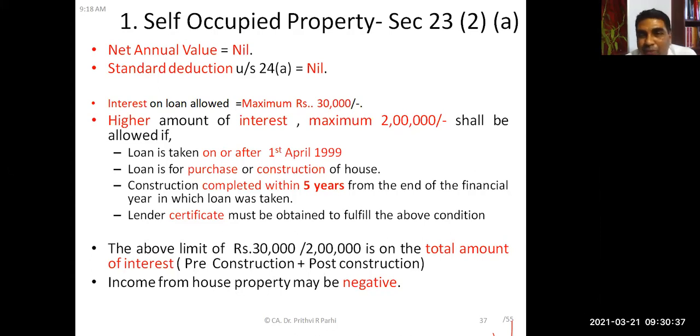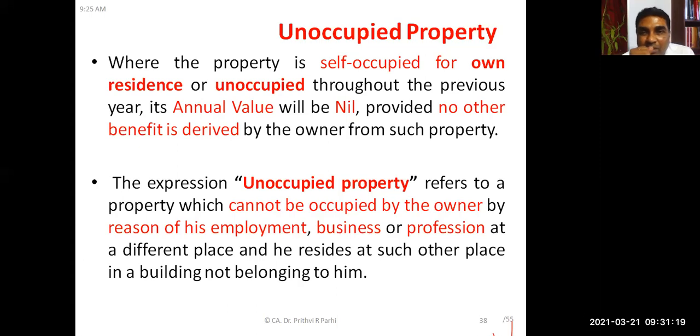And this 2 lakh rupees, again, you have to remember, pre-construction period interest is allowed in 5 equal installments. Is it not? And post-construction period interest is allowed in the respective years. The 2 lakh upper limit is for both pre-construction and post-construction taken together. Both the interest you have to compute. You have to find out how much is the interest. Then up to 2 lakh rupees can be allowed as a deduction. Consequently, income may become negative, maximum to the extent of minus 2 lakh rupees. Did you understand? Yes, sir.